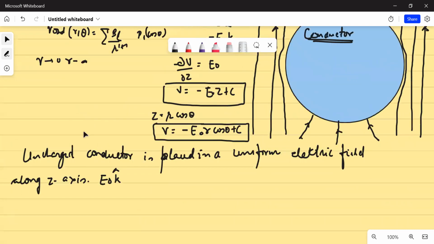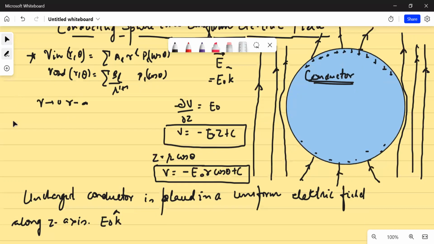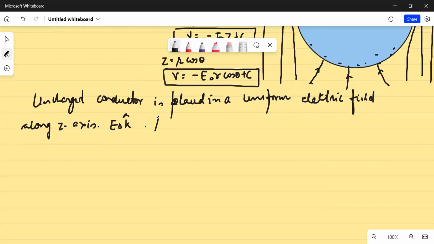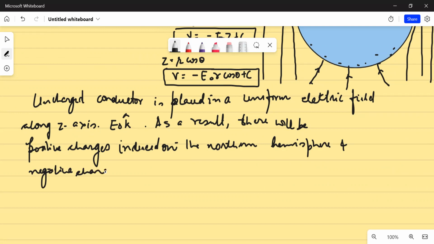What will happen? One thing that is for sure is that there will be induction of charges because there's an electric field, so your positive charge will get induced on the northern hemisphere, and on the southern hemisphere you will have a negative charge induced. So as a result, there will be positive charges induced on the northern hemisphere and negative charges on the southern hemisphere. Okay, so this will be the result.